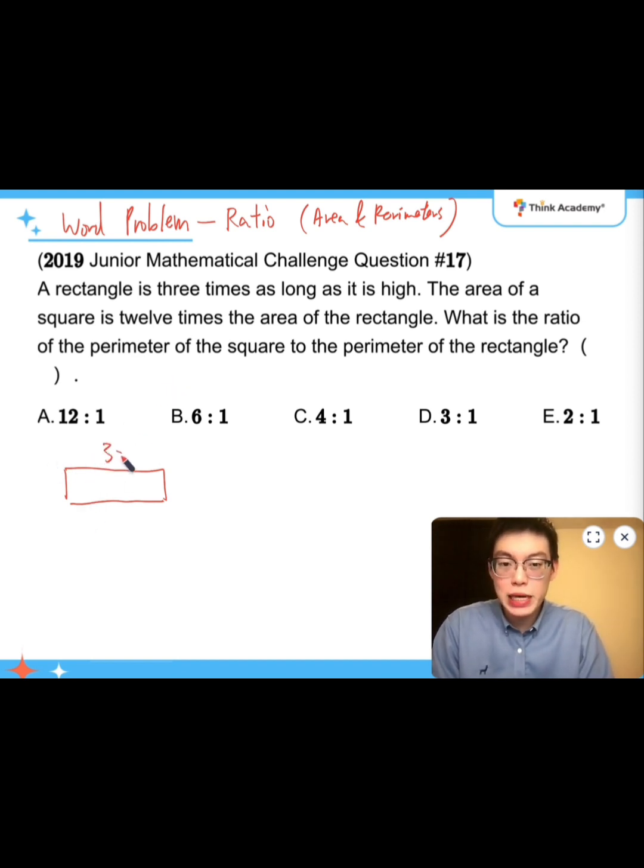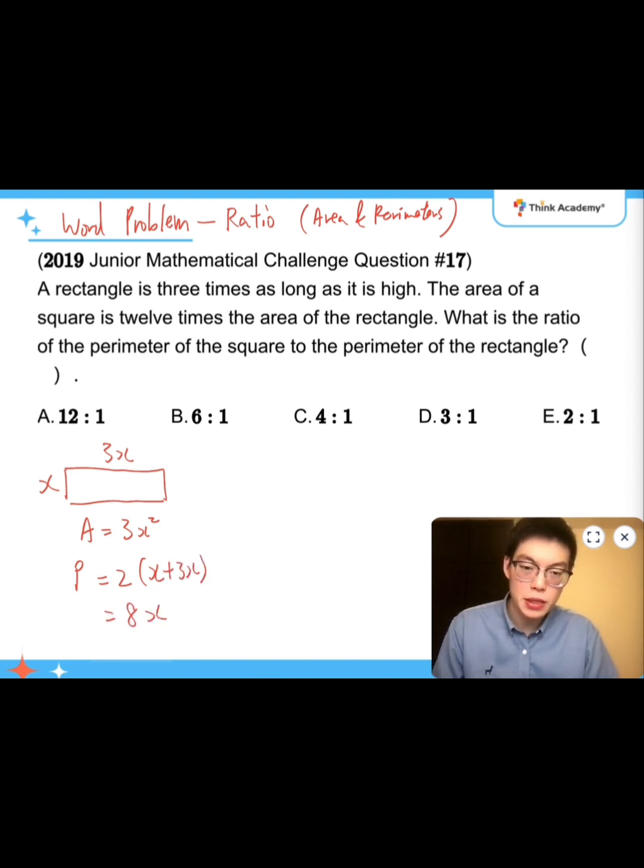It is 3x long and x wide, right? So it means that the area is going to be equal to 3x squared, where the perimeter is 2 times x adding 3x, which is 8x. As for the square, the area is 12 times the area of the rectangle. So it means that the square's area is 3x squared times 12, which is 36x squared.